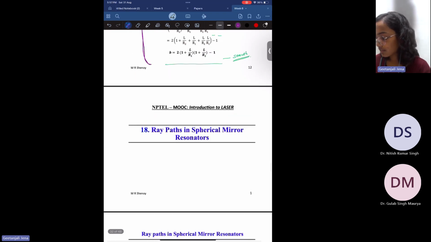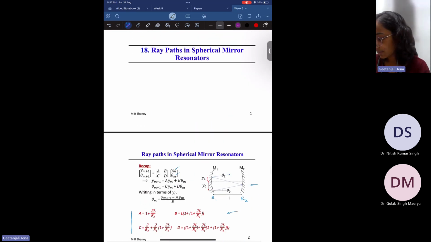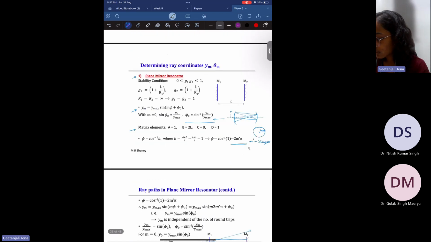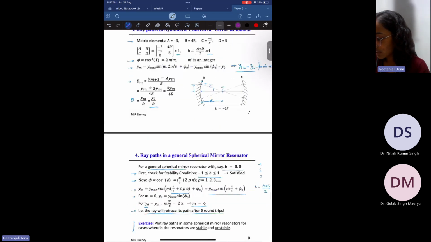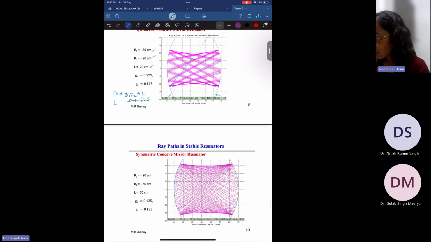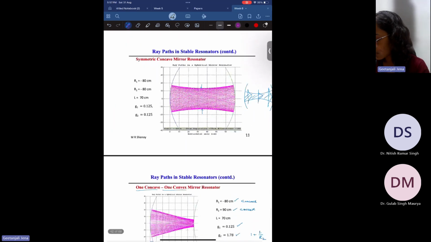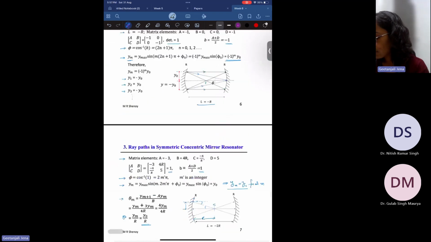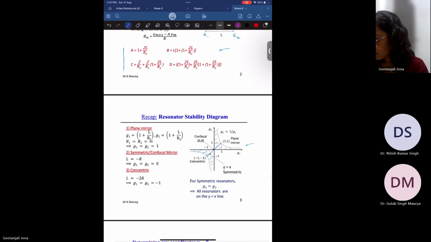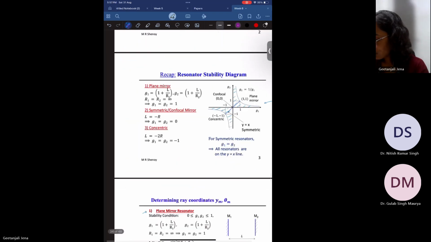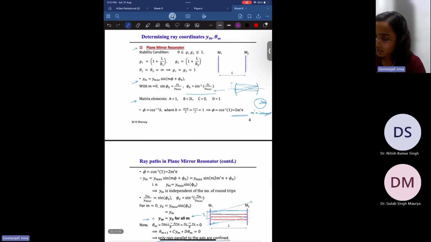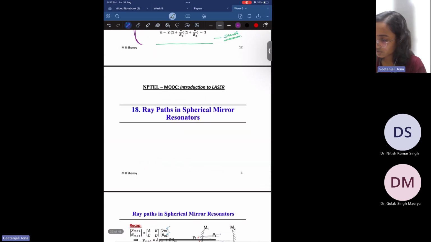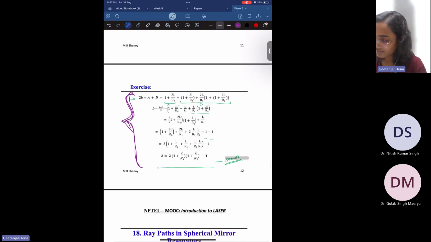Next we'll see the ray paths in the spherical mirror resonator in our next live session. We'll finish all this in the next session and we'll solve the problems also. Before that, let me ask whether you have any doubt up to now, whatever I have discussed. The ray paths, which are nothing but the numericals, we will solve in the next session. So we have done till here.